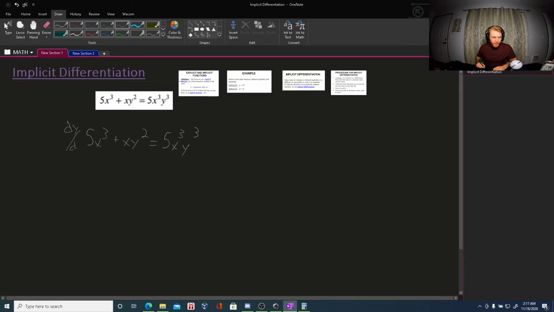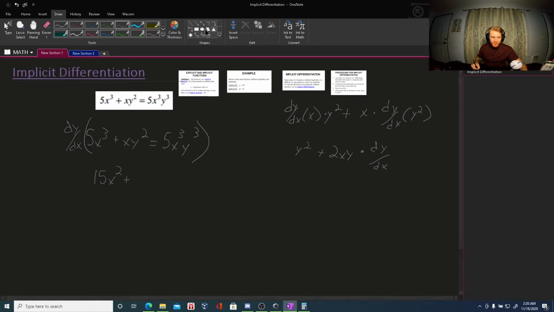So dy/dx of all this: the derivative of 5x cubed is 15x squared, plus xy squared. We're just going to apply the normal product rule here. I'll do the xy squared off to the side, and the rest we'll do in our head. Basically we have the derivative of x times y squared, plus x times the derivative of y squared. The derivative of x is 1, so we'll just have y squared, plus the derivative of y squared is 2y, so plus 2xy, and don't forget to multiply by dy/dx.